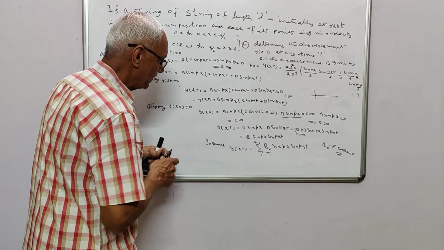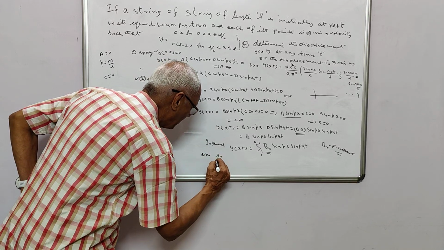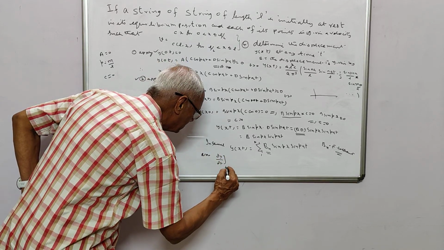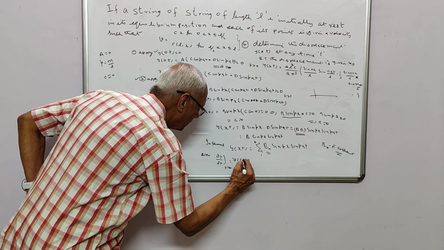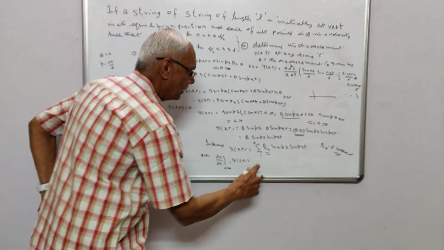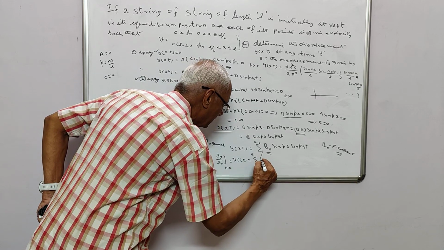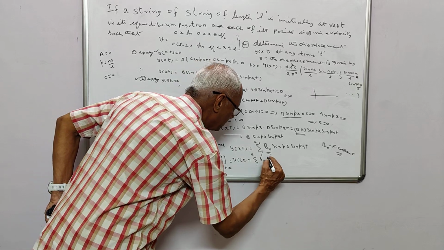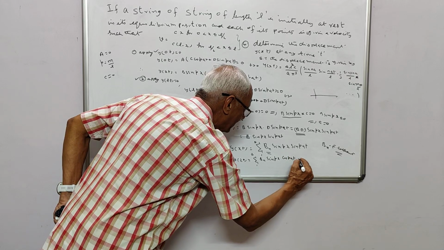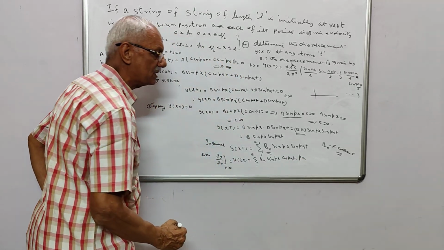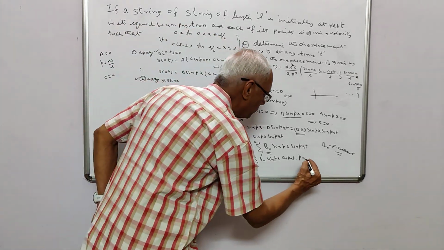How will you do this? In general you have got this. Now, dou y by dou t at t is equal to 0, that is your v of x,0. Now you differentiate this. So this is the sum from 1 to infinity of bn into sine px into cos pat into pa, because you are differentiating with respect to t. This is what you get.